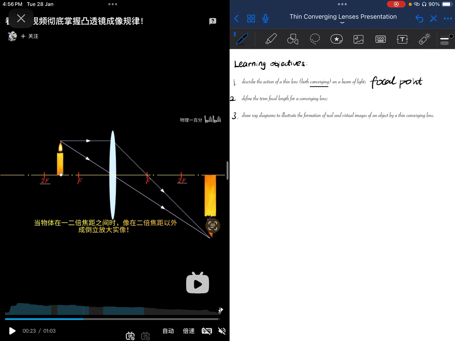Secondly, you are to define the term focal length for a converging lens. So what is focal length? It's a distance. It's a distance from the lens to the focal point.